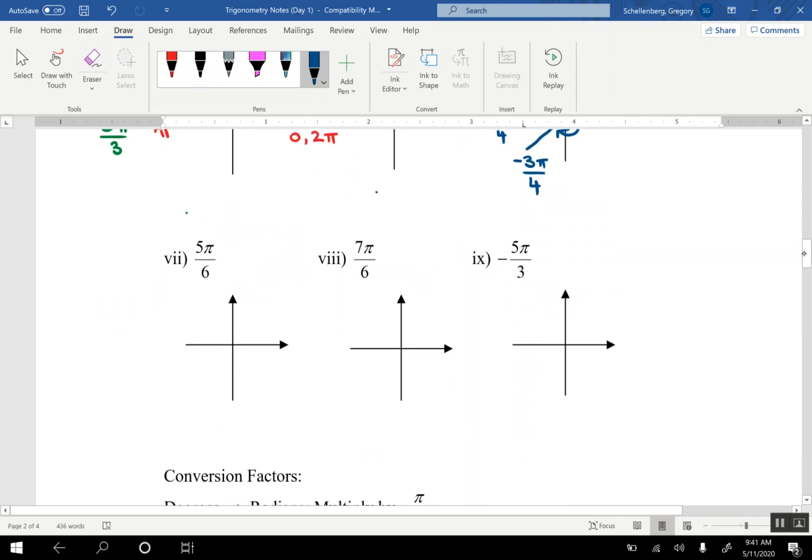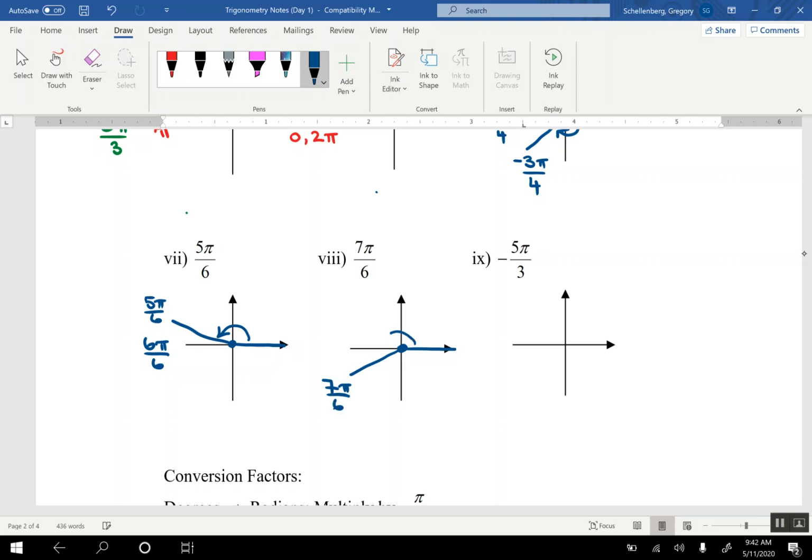Okay, how about 5 pi over 6? Angle in standard position. We can think about 180 degrees as being pi radians, or 6 pi over 6 radians. So something like this would be 5 pi over 6 radians. Positive angle we've measured counterclockwise. Okay, same idea, 7 pi over 6, we've gone just beyond pi, or 6 pi over 6. So let's label this as 7 pi over 6, and we've measured it counterclockwise.